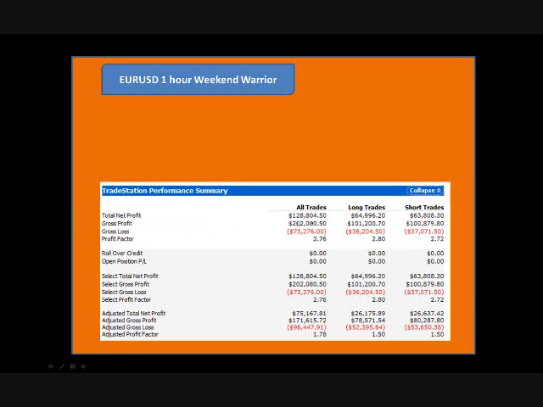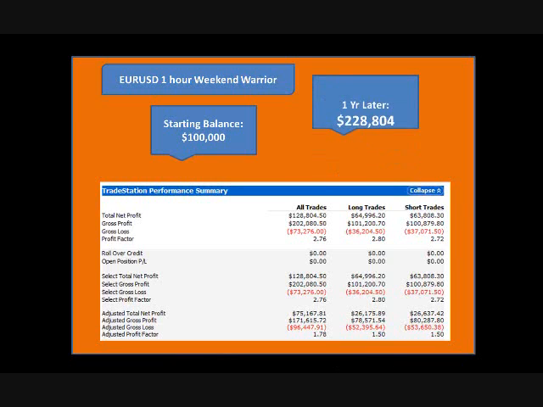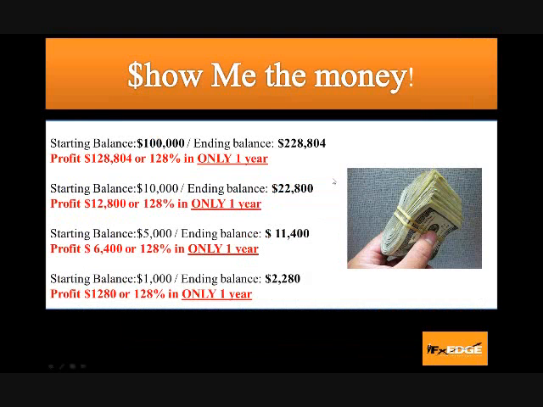Total net profit 128.04, I think, in the 1 year period that we were looking at, just on this one trade. We've got lots of them, different currency pairs that we can trade. This is just one currency pair. 100 grand became $228,804 1 year later. Show me the money. So if you had a starting balance of 100 grand, that would be 228K. Starting balance of 10,000, the ending balance would be 22,800. Starting balance of 5,000 would give you an ending balance of $11,400. A starting balance of $1,000 would be 2,280.